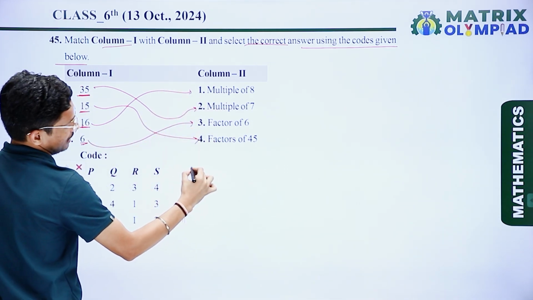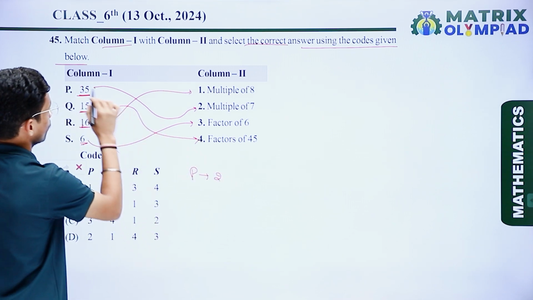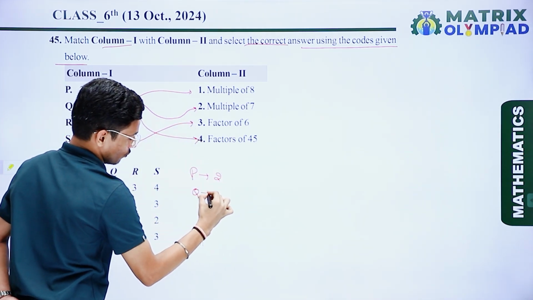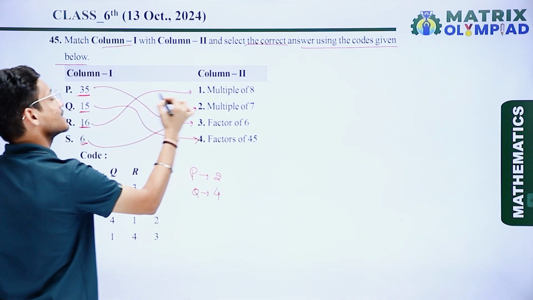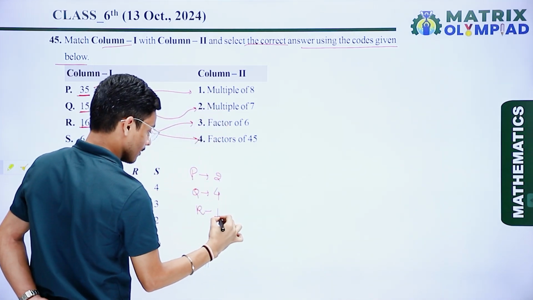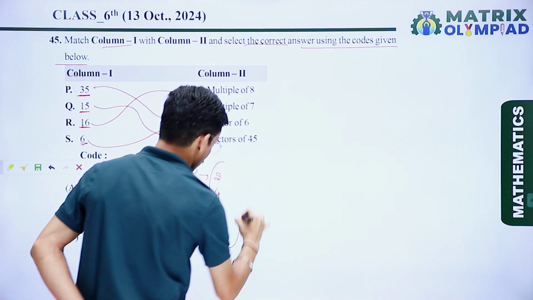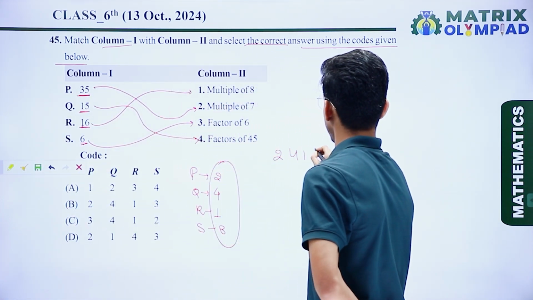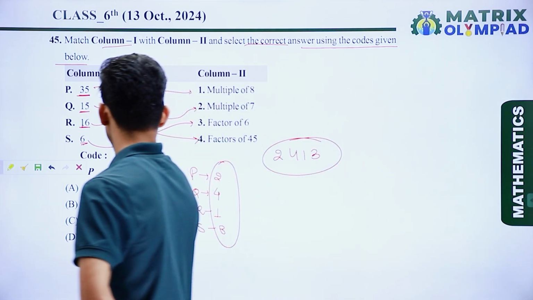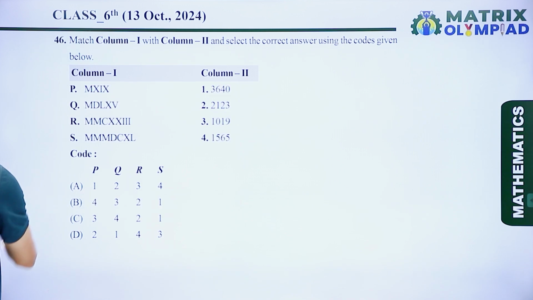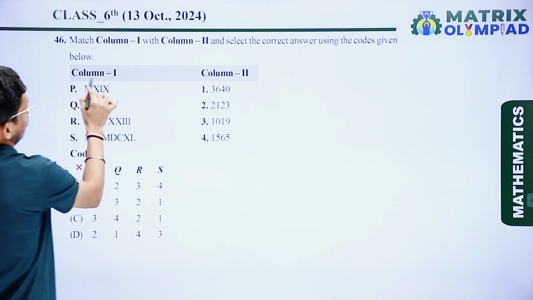So here P is connected to 2 and Q is connected to 4, R is connected to 1 and S is connected to 3. So here 2, 4, 1, 3. So option number B is the correct answer. If I talk about the next question, which is again based on matching the columns, here we have column 1 and column 2.